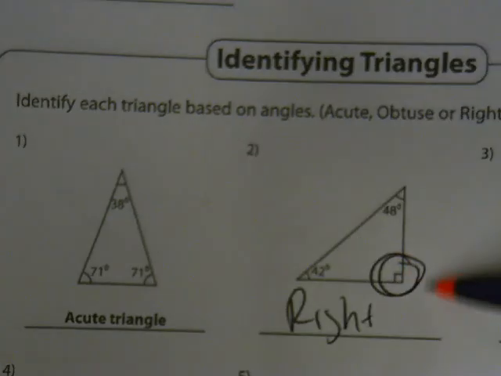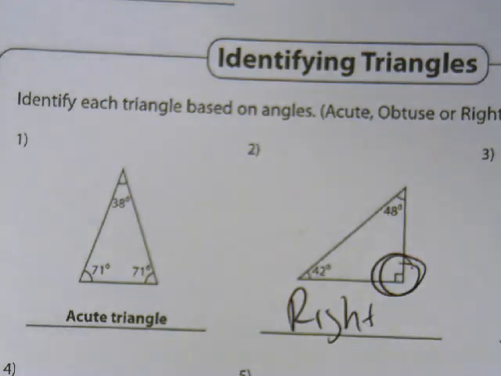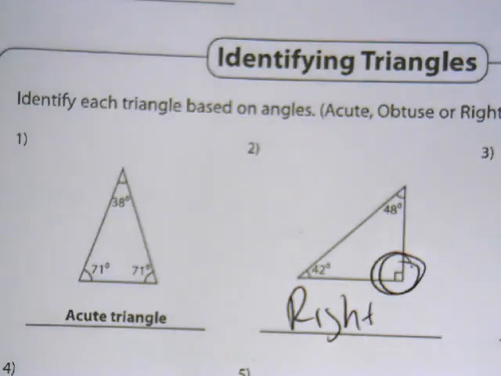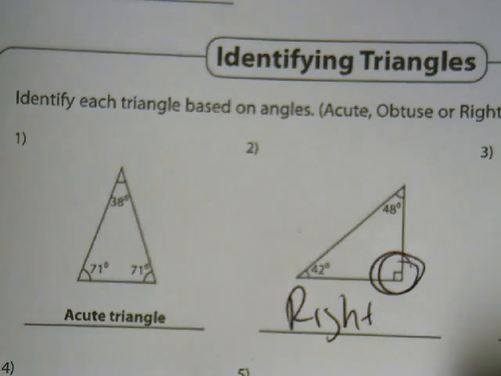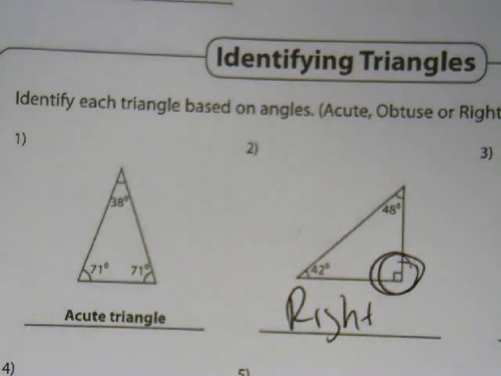Because you have one right angle on page 10, it makes the whole thing right. So just as long as you have one of them, all of it's a right. Number 3, 40, 40, 100. What do we call it when it's 40, 40, 100? Why is it called obtuse? Because there's obtuse. Yep, you have one obtuse. That's all I need. Just because you have one, the whole thing is obtuse.